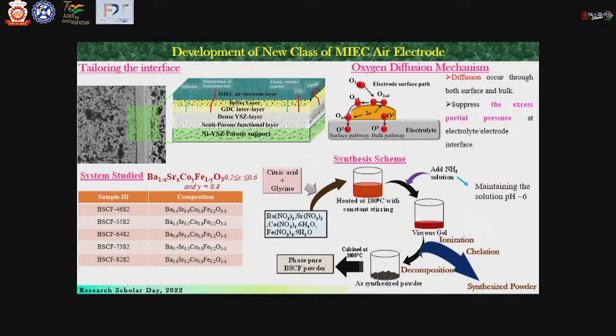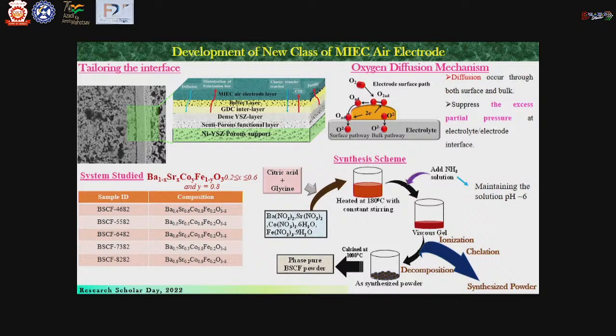To combat such problems, we have to tailor the interface of the air electrode and electrolyte, and for this reason we have applied the gadolinium doped ceria based interlayer and its conjugate buffer layer with the mixed ionic and electronic conducting air electrode layer, and after that the mixed conducting air electrode current collection layer is applied on the top. For such gradation, the diffusion occurs through both the surface and bulk path, and also it helps to suppress the excess partial pressure of oxygen at the interface.